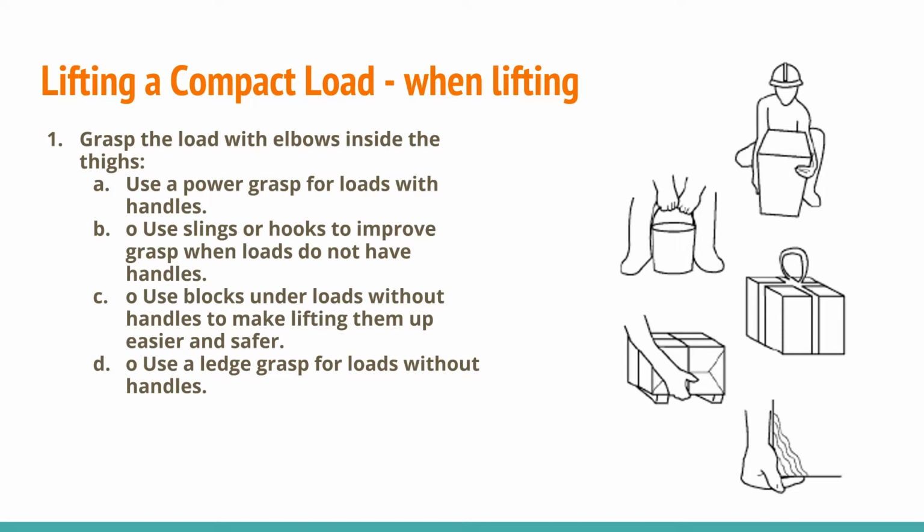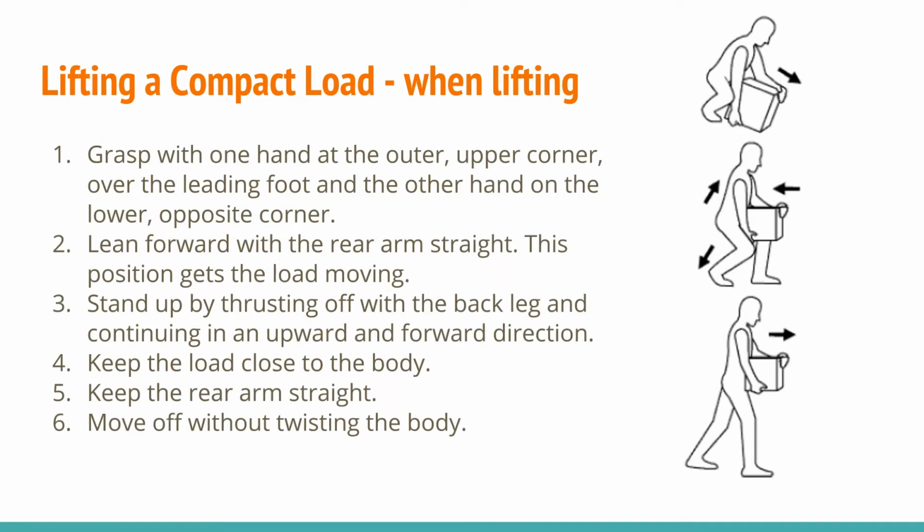When lifting a compact load, grasp the load with elbows inside the thighs. Use a power grasp for loads with handles. Use slings or hooks to improve grasp when loads do not have handles. Use blocks under loads without handles to make lifting easier and safer. And use a ledge grasp for loads without handles. Grasp with one hand at the outer upper corner, over the leading foot, and the other hand in the opposite corner. Lean forward with your rear arm straight. This position gets the load moving.